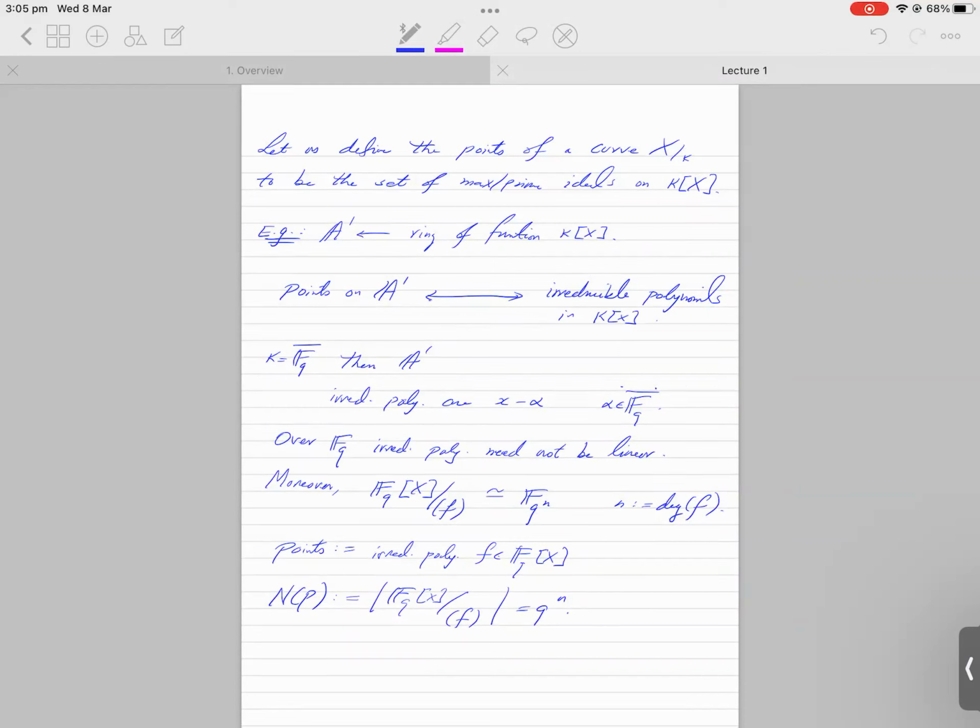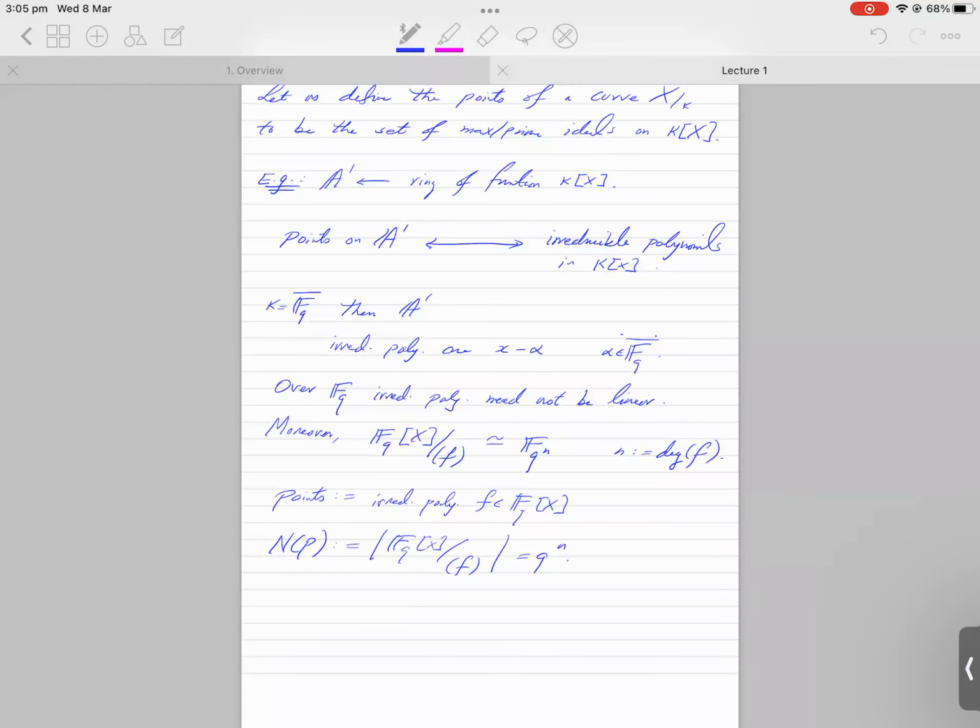If your curve is not a plane curve, then you have to look at functions locally. Okay, so there's a bit of a dance involved, but you can always, points are essentially, you should think, maximal ideals, and we can define their norms in this way. And now we can define the zeta function of the curve X.